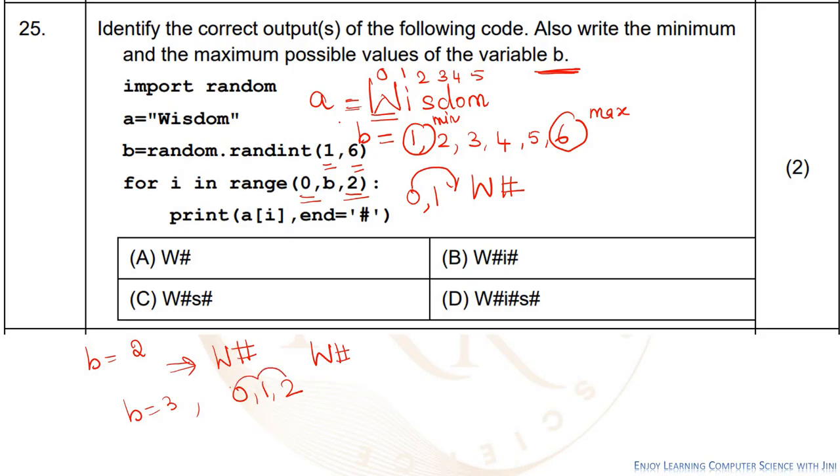Then what is 2? The element with index 2 is yes. You can have yes hashtag. Okay. Now that is also possible.